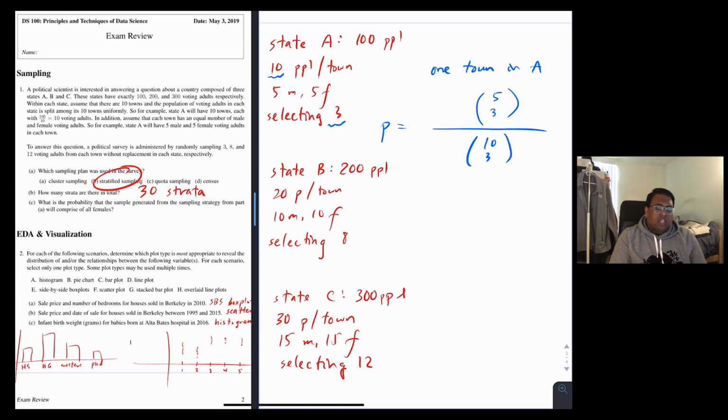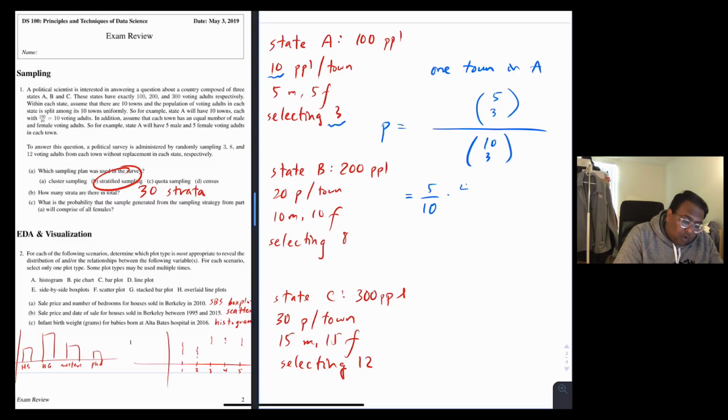You can also think of this slightly differently. We can arrive at the same result by first calculating the probability that the first person I select is female, times the probability that the second person I select is female, times the probability that the third person I select is female. For the first person, it's 5 over 10, because there's 5 females in a town of 10.